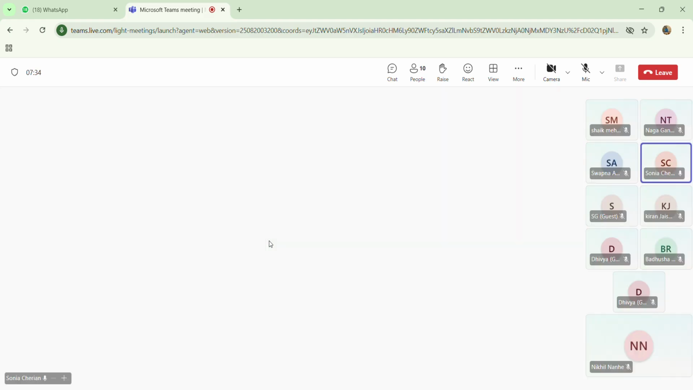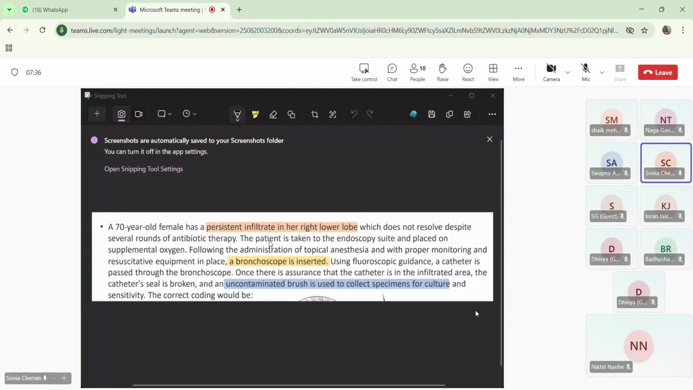So you can see here, a 70-year-old female has a persistent infiltrate in her right lower lobe. In her right lung, in her right lower lobe, she has infiltrates which do not resolve despite a lot of antibiotic therapy. So the patient was taken to the hospital for bronchoscopy. Mostly they will give topical anesthesia, and once that is done, the bronchoscope will be inserted.